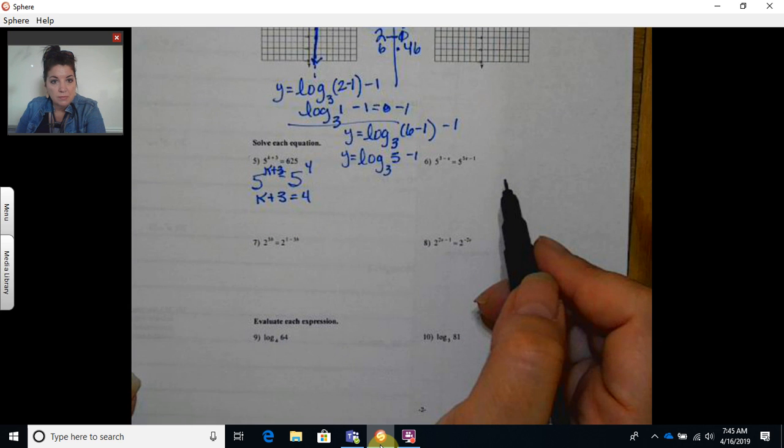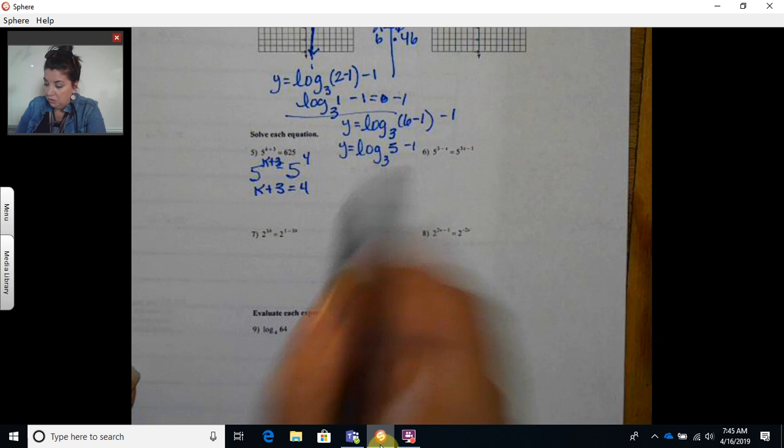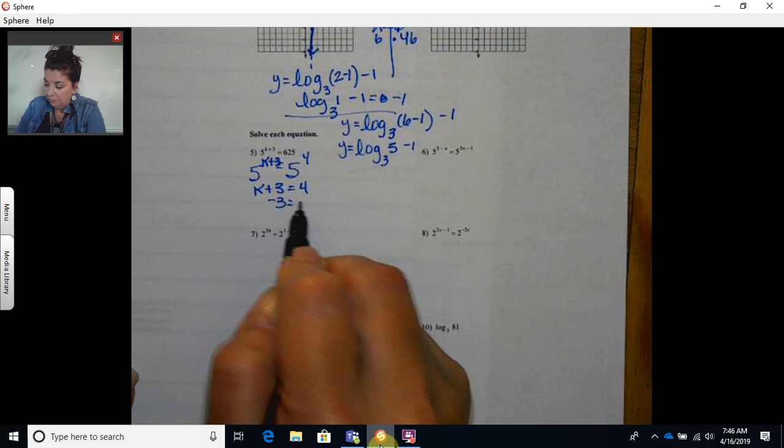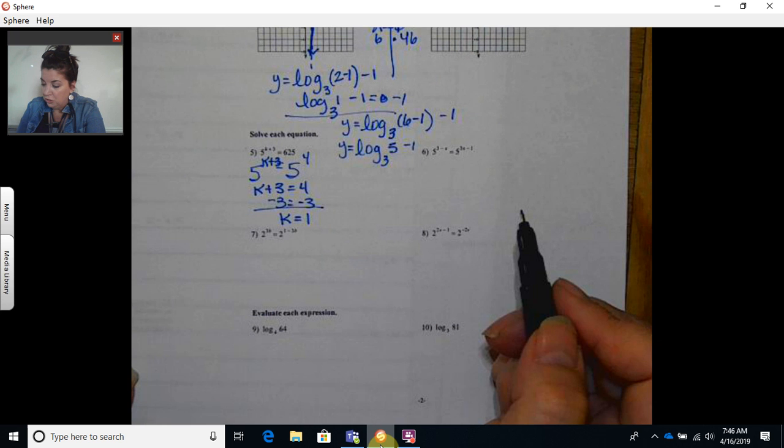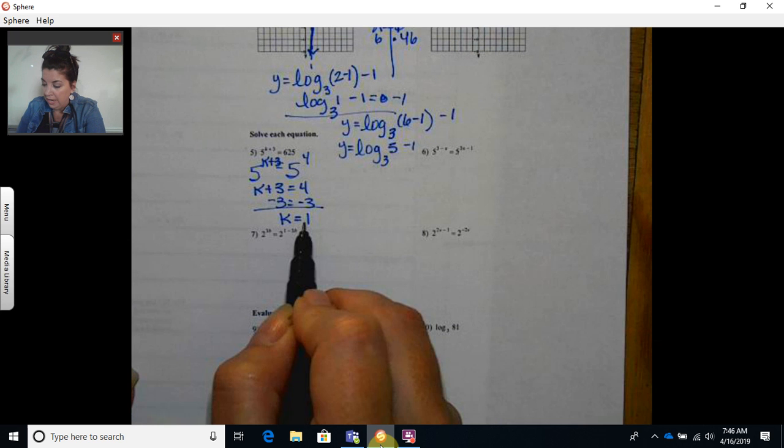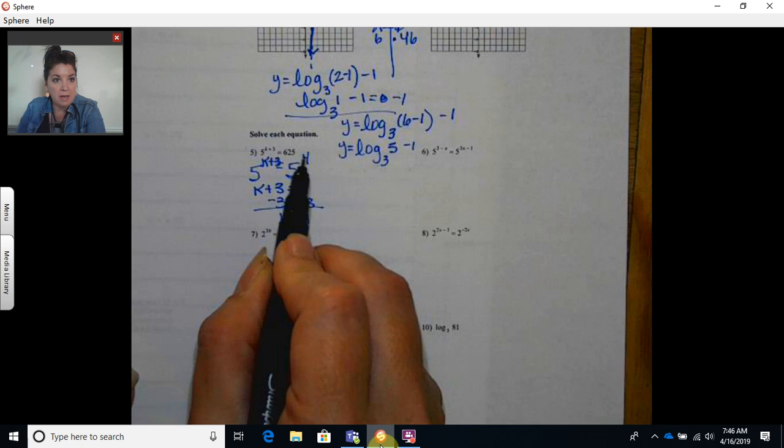And solve for the variable. So I would just subtract 3, and k equals 1. And just double check that. If I substituted 1 in for k, that would be 1 plus 3 is 4. 5 to the 4th equals 625. Is that true? Yes.